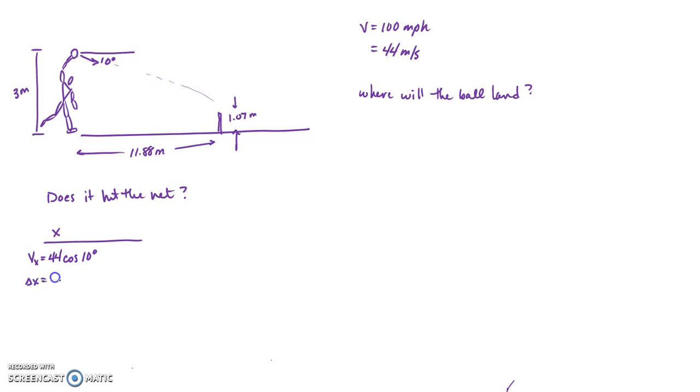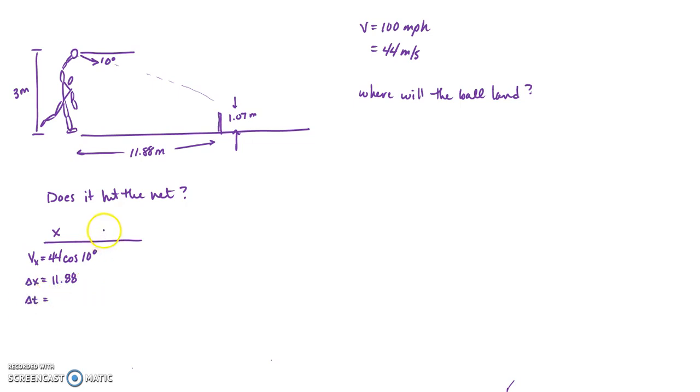11.88 as a known variable. So let's assume it goes this far. And what I'm trying to solve for now is I'm trying to ask, how high is it? So when it goes that distance, where is the ball vertically? Because if I check and the ball is above 1.07 meters, then it's going to go over the net. If it's below 1.07 meters, then it's going to hit the net. And if it's way below, maybe it hits the ground before it even hits the net, but we can cross that line a little later. So now I'm going to say, well, to solve for this, I need to know my time of flight.